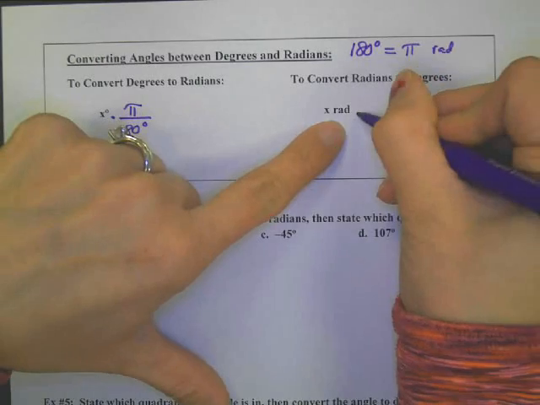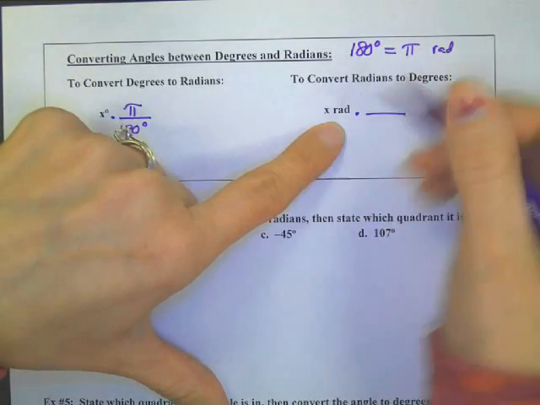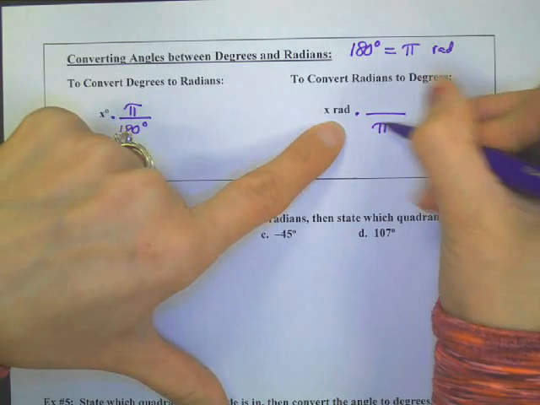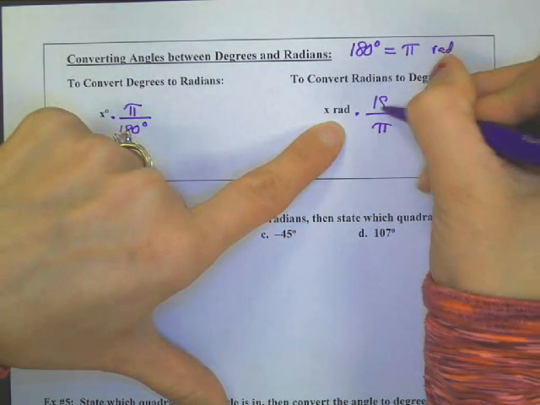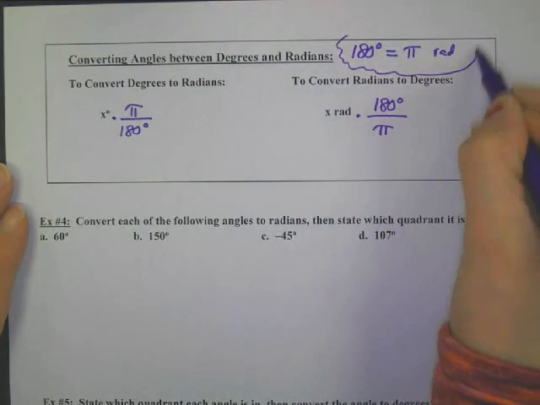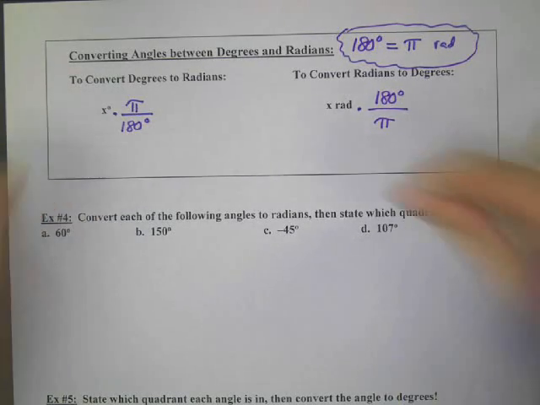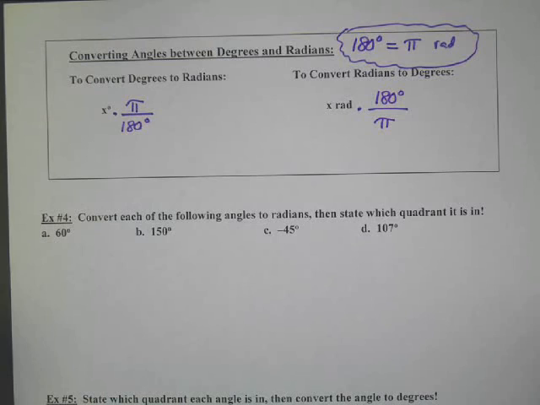Now, what if you have radians? Okay, we're going to multiply by a fraction. You want to make degrees. You want radians to go away, so radians are going to go in the bottom. And then 180 would go in the numerator. So as long as you know this fact, that 180 is the same as pi, you're just going to be multiplying by a fraction with whoever you need to cancel in the bottom.